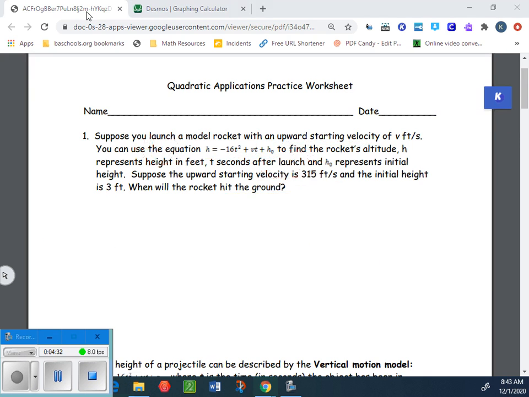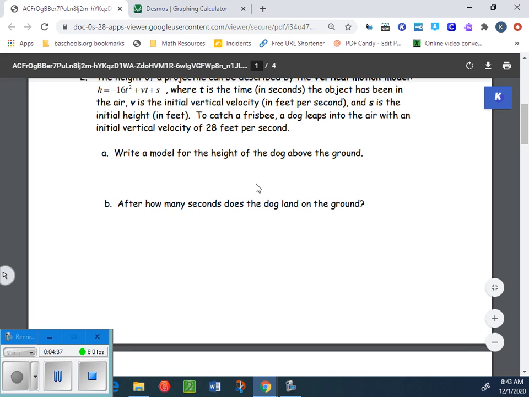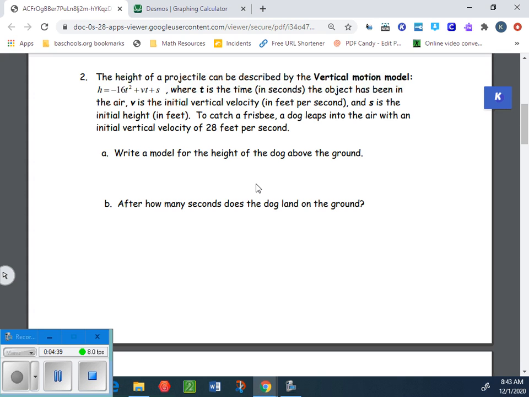So let's go ahead and look at the next example. I can go to Desmos and graph it again if we need to. The height of a projectile can be described by the vertical motion model. We already have that. They did not use the h naught this time.